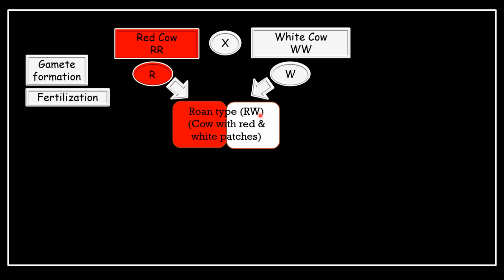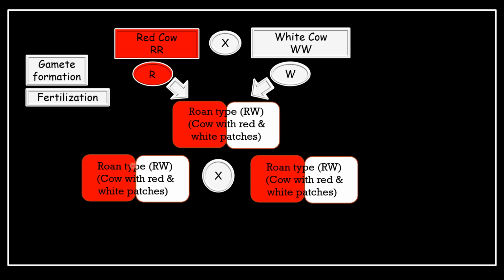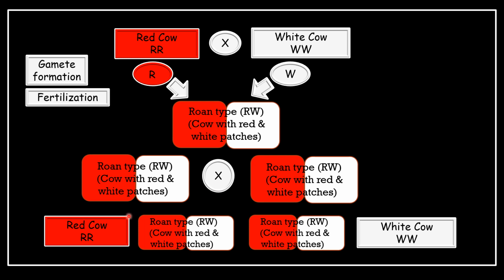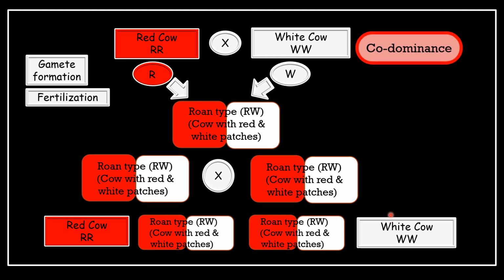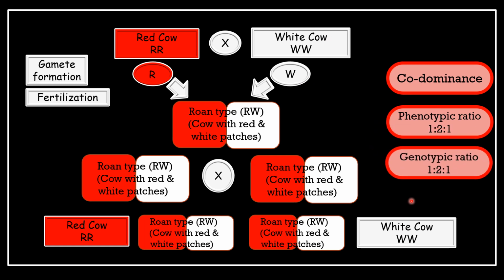So it is codominance. Now when two such individuals are crossed, that is when a male of roan type is crossed with a female of roan type, it results in the formation of one red cow, two roan type cows and one white cow. So in this case also, genotypic and phenotypic ratios are the same. So this is a classical example of codominance. So students, I hope you are understanding such examples.